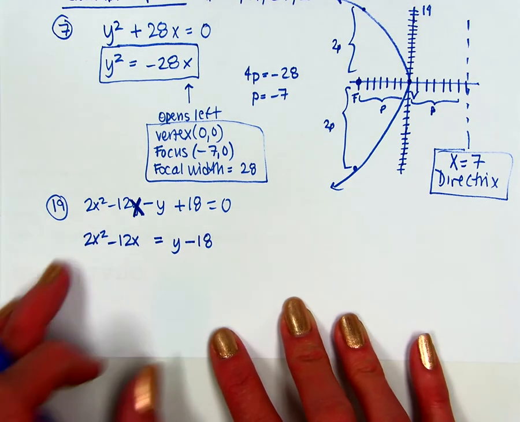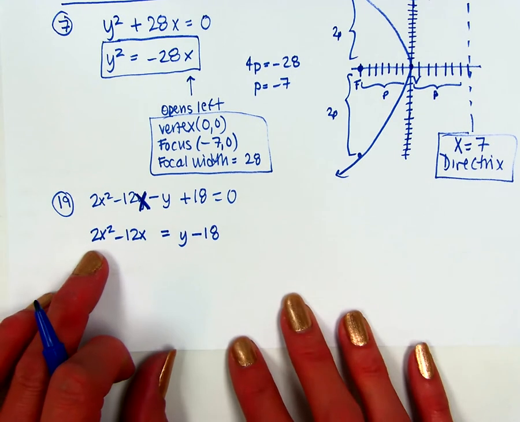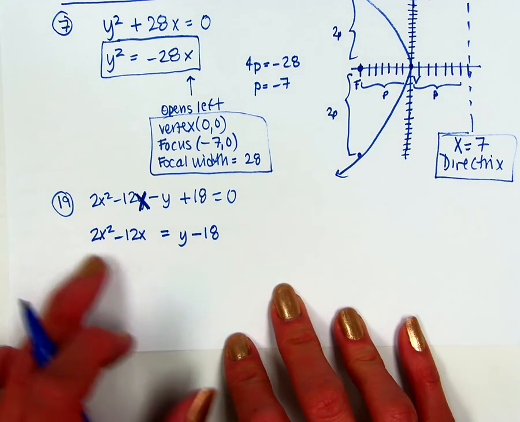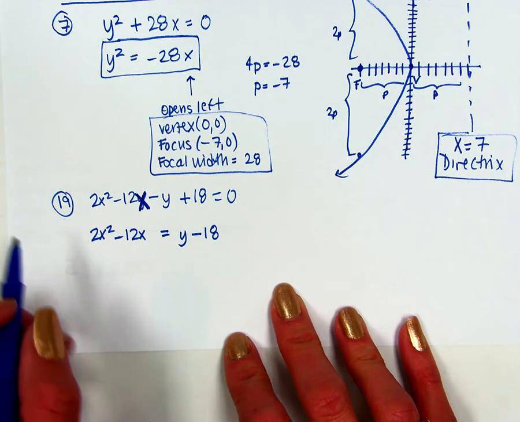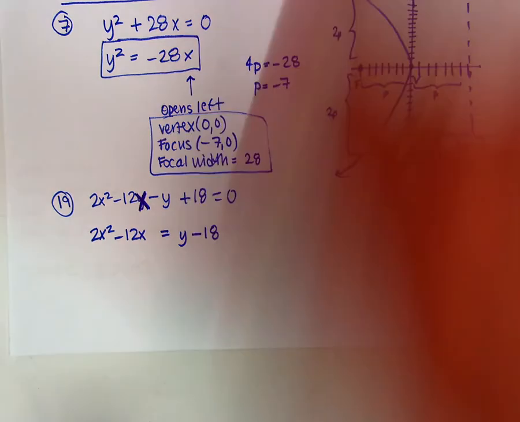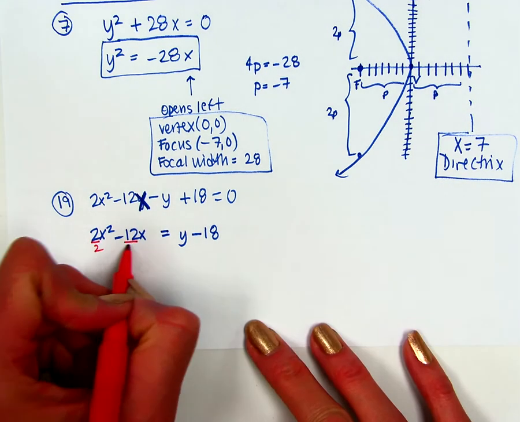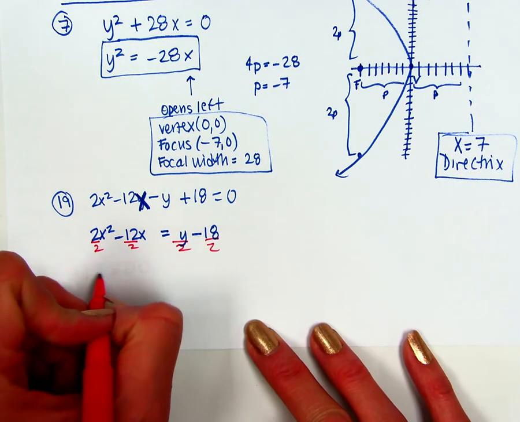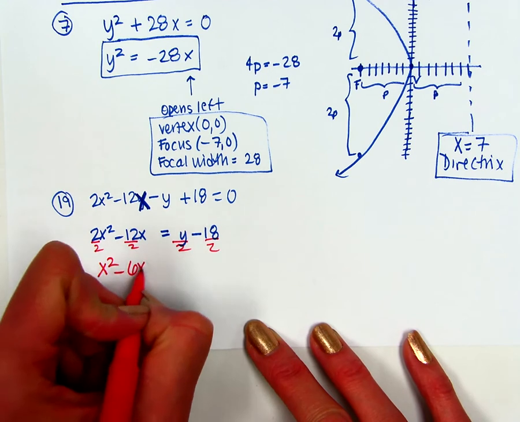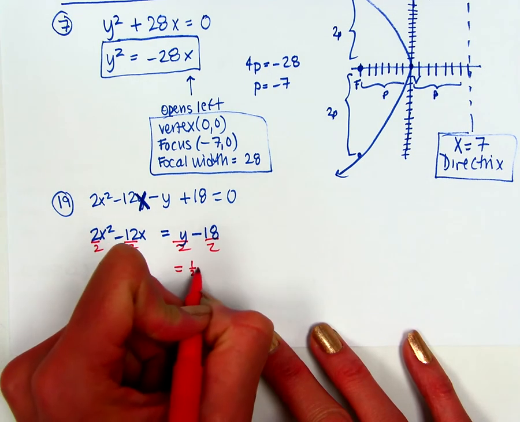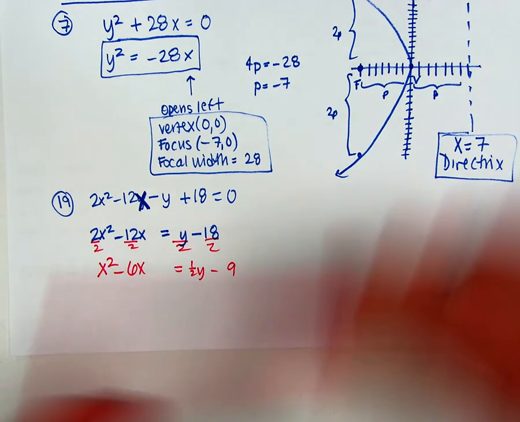All right, now for this problem, it's going to be easier to complete the square if we divide out by this coefficient. So since there's a 2 in front, I'm going to divide everything in the whole equation by 2. So I have x squared minus 6x equals 1/2 y minus 9.